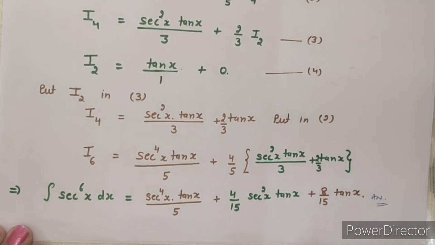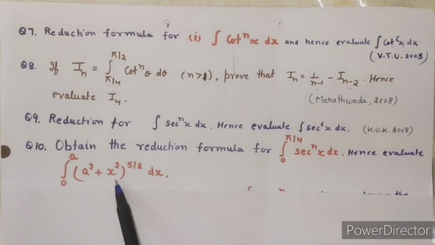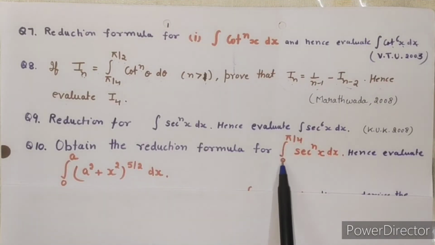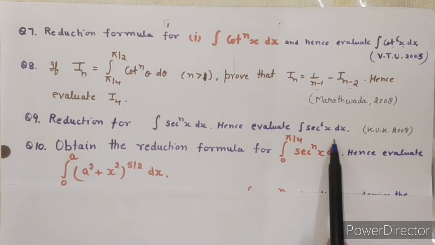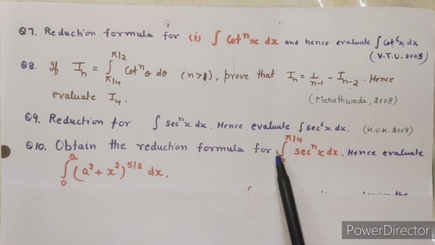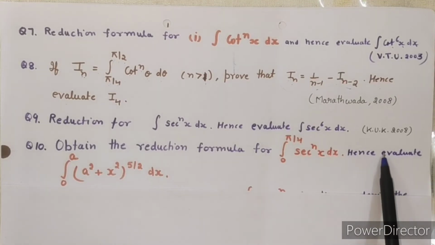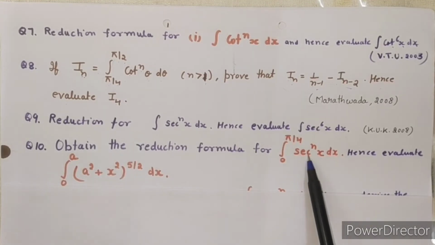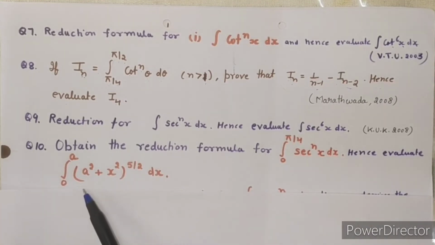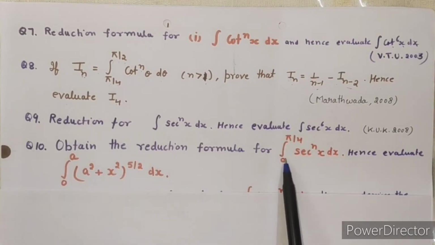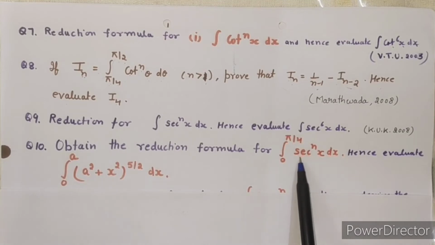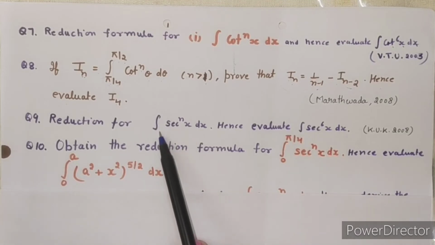Now the next question. The question 10th: obtain the reduction formula for integration 0 to pi by 4 secant nx dx. First we will evaluate this reduction formula, and hence evaluate means you will use the answer you obtained and then calculate the value of this integral, not directly. Okay. Now to find this reduction formula, in this question and the previous question the only difference is the limit.